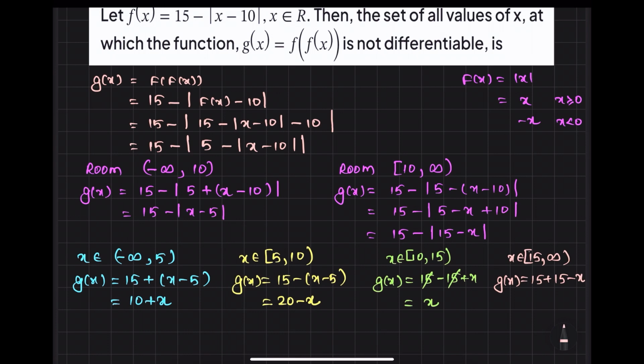Wait. In the previous room it opened with a negative sign. In this room it will open with, no, this is correct. So this is 30 minus x.